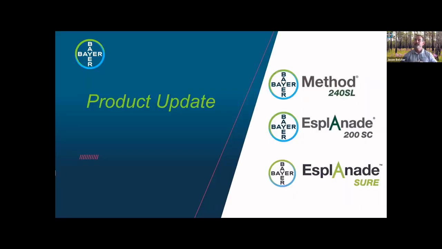So just a quick product update. I've mentioned Method 240SL. Two others that we've done a good bit of work with, especially with Japanese stiltgrass in the northern part of the country, are Esplanade and Esplanade Sure. We started looking at the last one there last year.